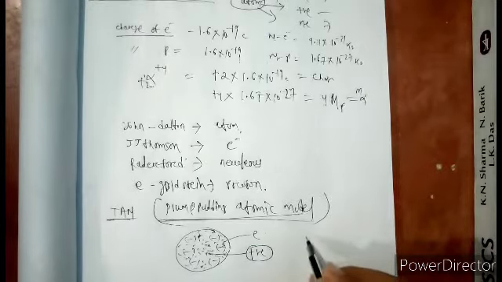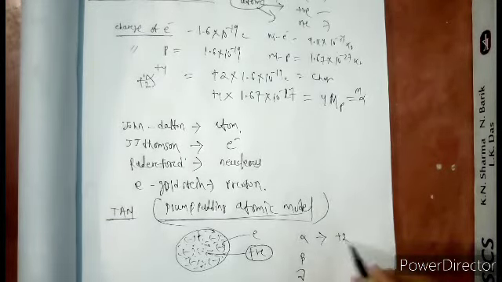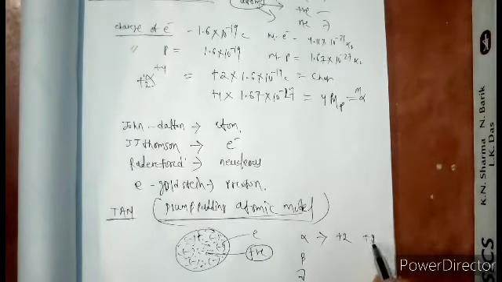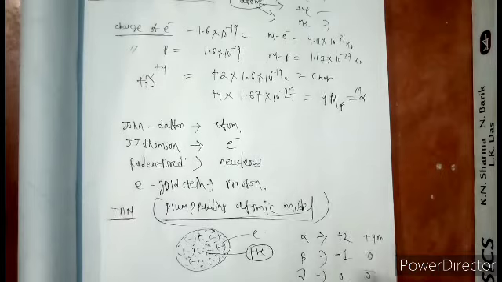So this is the alpha particle, this is the beta particle, this is the gamma particle. The charge of the alpha particle is +2 and its mass is 4 times the mass of a proton. For the beta particle, the mass is 0 and the charge is -1. Gamma is neutral.